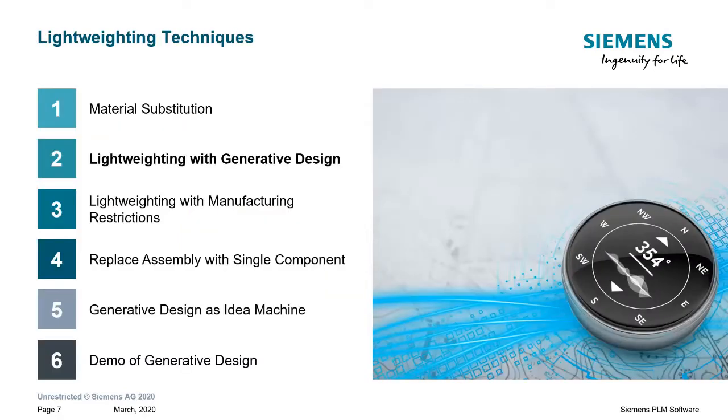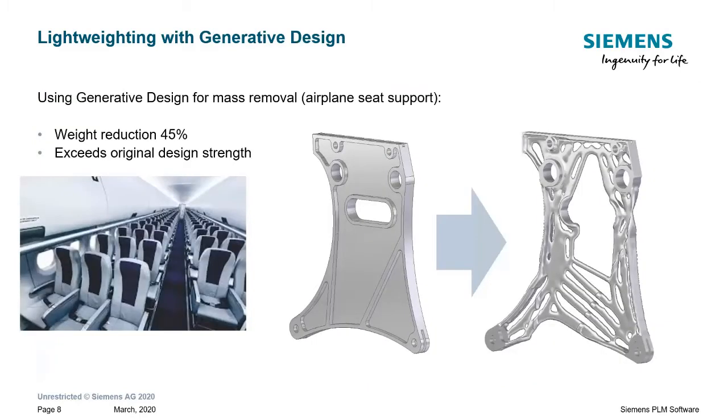Lightweighting with generative design. Here's an example of using generative design for mass removal in an airplane. This airplane seat support was able to experience a weight reduction of 45% and yet exceed the original design strength simply by using generative design.